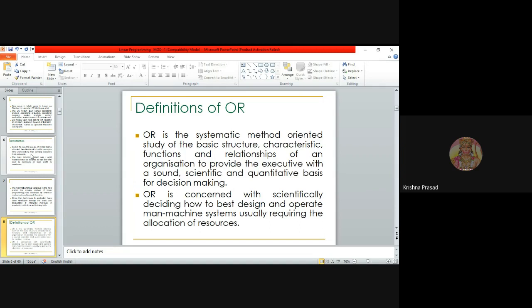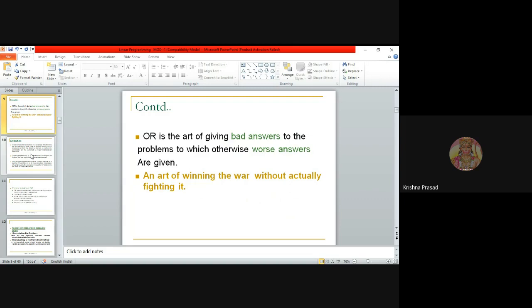So let us make it very simple. It is the art of winning the war without actually fighting it. What is operation research? The art of winning the war without actually fighting it. The second one is very important, which I used to tell my students. You can see me as a bad lecturer, but not a worse lecturer. OR is an art of giving bad answers, not worse answers. So one of the easiest definitions to keep in mind is that it is the art of winning the war without actually fighting it, and getting bad answers rather than worse answers.